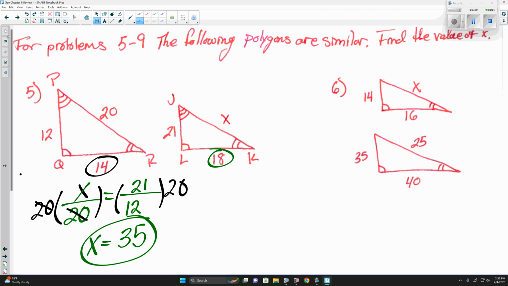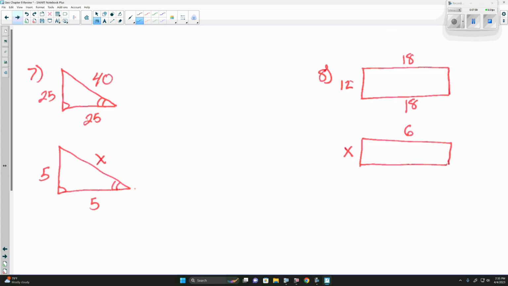Questions on 5 or 6? Are we good with 5 and 6? Yes. Questions on 7 or 8? No. Because we'd set up a proportion and set one of them as x, and the corresponding one to x would be 12 is equal to what? 6 and 18.